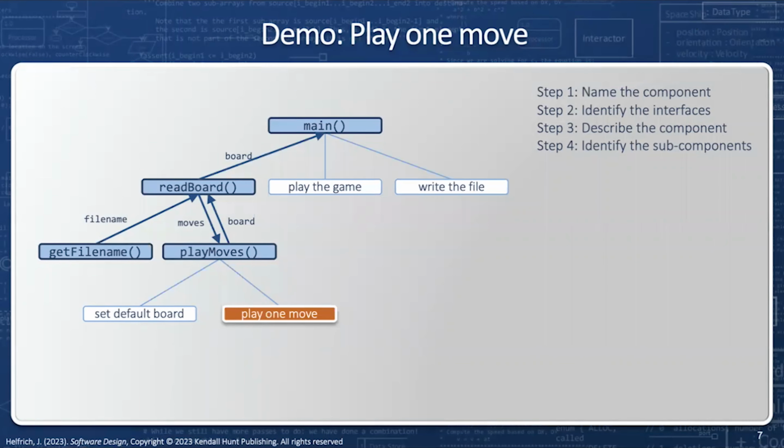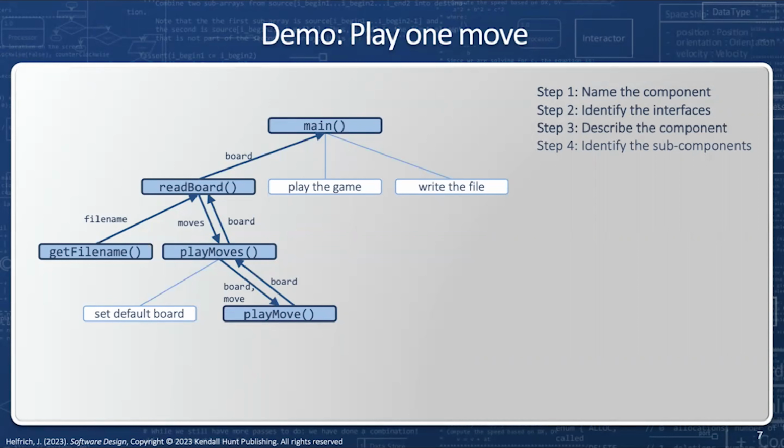The next thing I'm going to do is play one move. So I'm going to name the component. I have play, because I'm going to do the same thing I did before, use the same verb. I definitely want to maximize the reuse of verbs so the relationship between related functions is clear. And well, there's just one move, so I'm just going to use the singular version, and I'm going to call it play move. I think that's good enough. Identify the interfaces. Well, I'm going to have a board that exists, and then a move, and then I'm going to update the board. So a board and a move go in, and a board comes out.